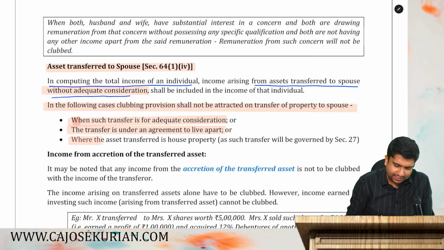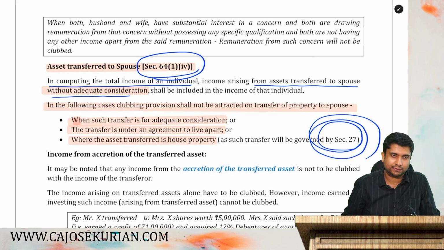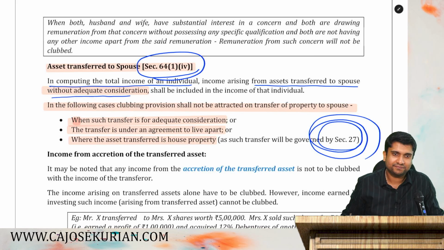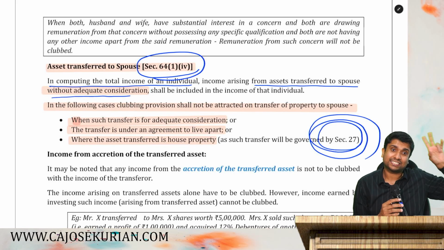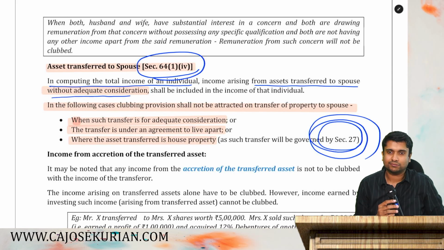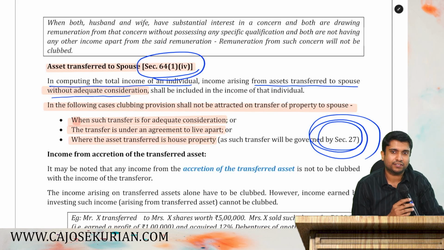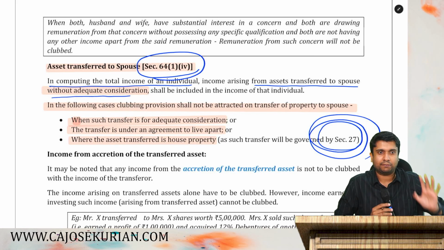Now, where the asset transferred is a house property also, clubbing provisions are not attracted, because that simply means section 64 will not come. For house property, there is a separate section called section 27. It's called deemed ownership. In effect, clubbing is there, but it is not called clubbing. If my wife is transferring her house property in my name, under section 27, my wife will be the deemed owner, and all the income from the house property will be assessed in the hands of the wife itself. It is not called technically clubbing, but the effect is the same.